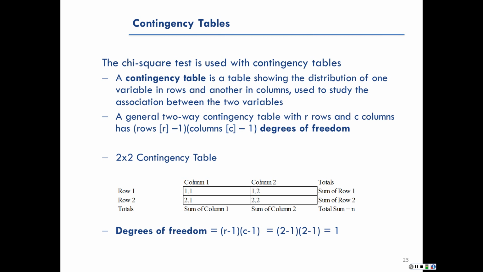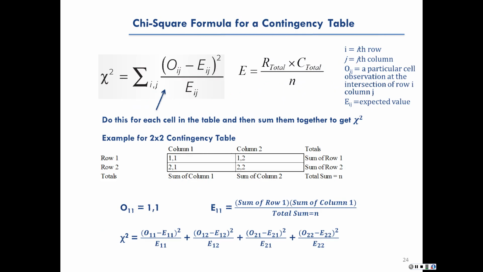It's also important to pay attention to the totals around the ends of the table. On the far right, you have the sum of row 1 and the sum of row 2. At the bottom, you have the sum of column 1 and the sum of column 2. In the bottom far right corner is the total sum, whether of the columns or the rows. The total sum is actually equal to your sample size.